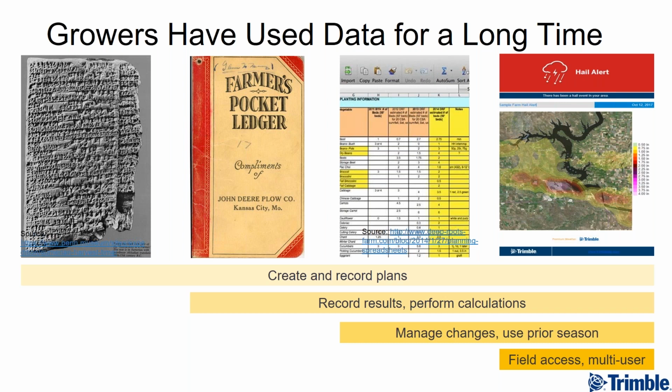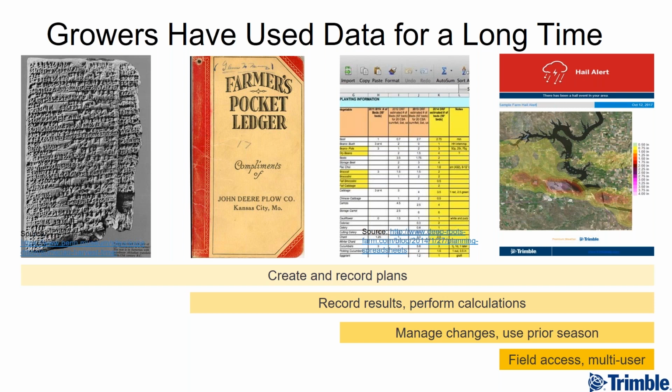As you go from left to right across this screen, there's a Sumerian tablet from the 14th to 15th century BC of a landowner instructing the operations manager of what to do on the field. We have a farmer's pocket ledger that's been in use for a long, long time, an Excel sheet, and then cloud-based software on the far right. All four can create and record plans pretty effectively. They do their job. But if you want to record the results quickly and perform calculations, then you move into the three on the right.